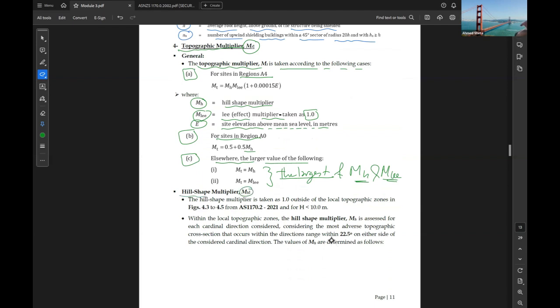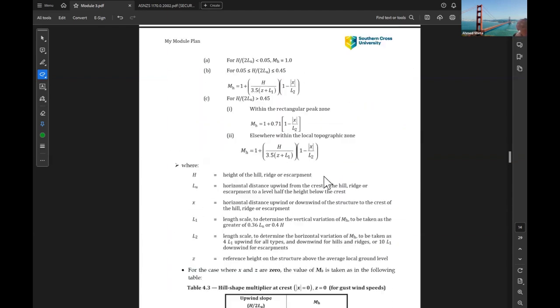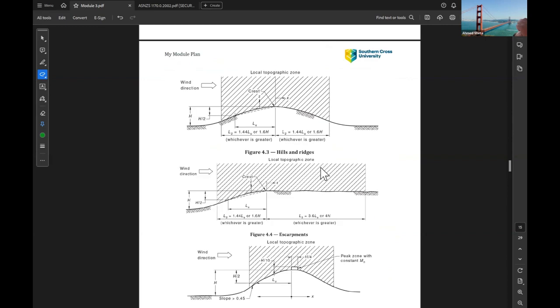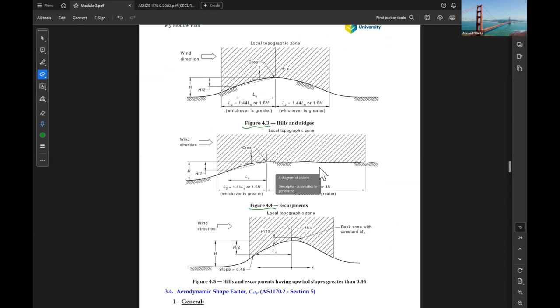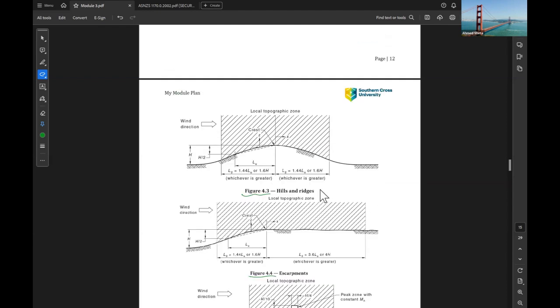MH is the hill shape multiplier. The hill shape multiplier is taken as 1 outside of the local topographic zones in figures 4.3 to 4.5 from the Australian standard, and for h less than 10 meters. So if we look at this, these are the figures showing the MH multiplier and how to use it.